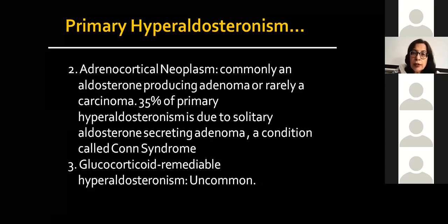Then, secondly, it could be due to adrenocortical neoplasm. Commonly, an aldosterone-producing adenoma or rarely a carcinoma could be there. 35% of primary hyperaldosteronism is due to a solitary aldosterone-secreting adenoma, which is called Conn syndrome. So in many cases of primary hyperaldosteronism, there is a single adenoma secreting aldosterone, and this is called Conn syndrome. Third, an uncommon cause is glucocorticoid remediable hyperaldosteronism.